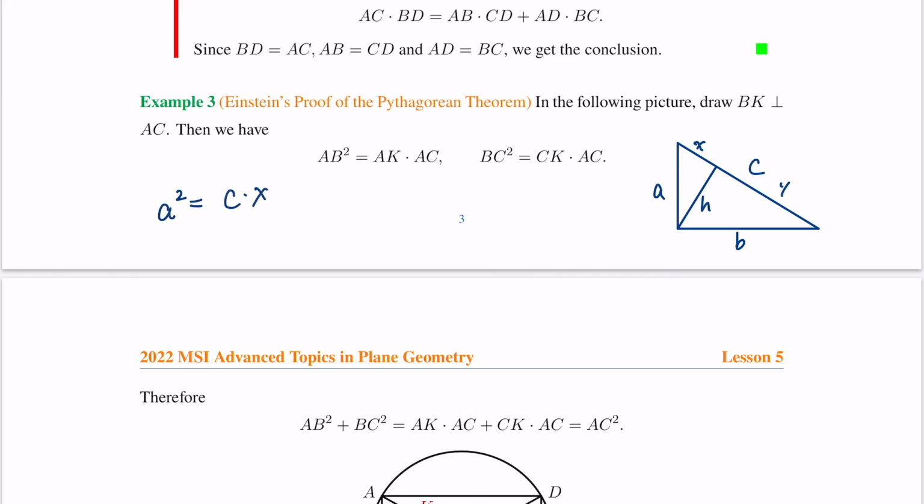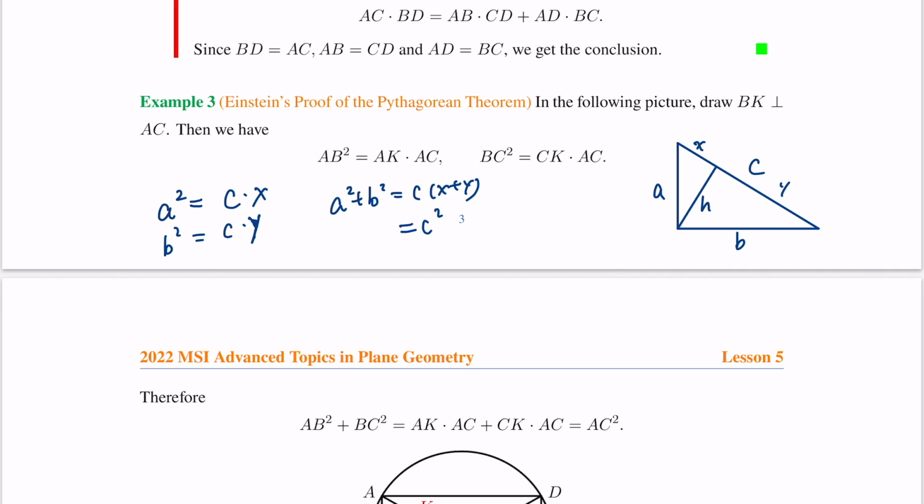By the similar triangle theorem, because the smallest triangle is similar to the biggest triangle. And you have B squared is equal to CY by the same reason. So therefore, A squared plus B squared is C times (X plus Y), that's equal to C squared. So that's the proof. We're using similar triangles properties. We are able to do that.